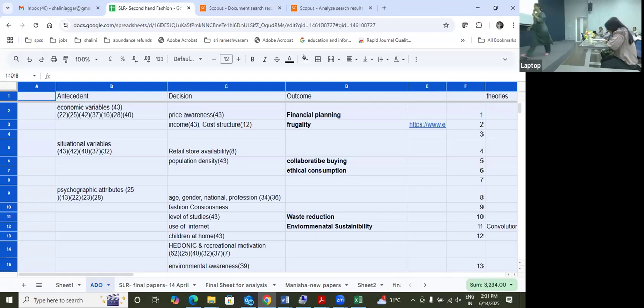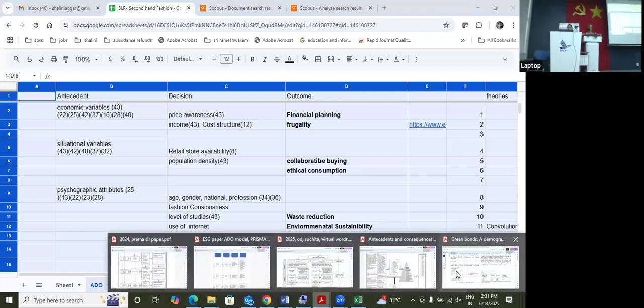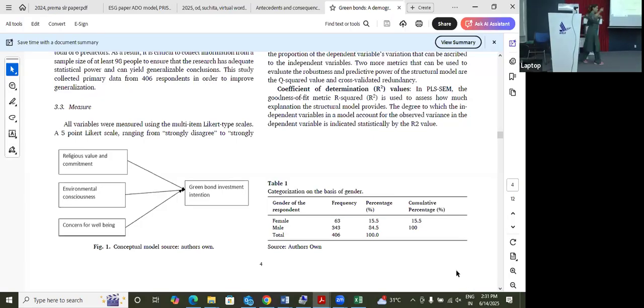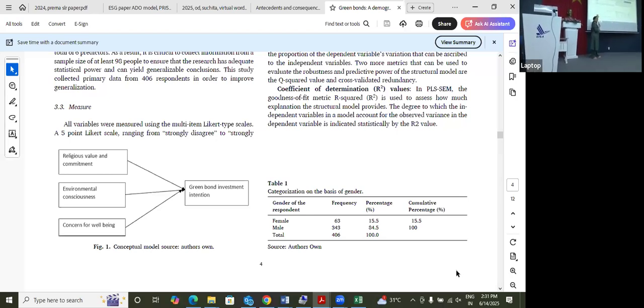So I have given you an example of the previous paper like this. So these are the variables. These are the variables that people have made use of. So you need to write down these variables.